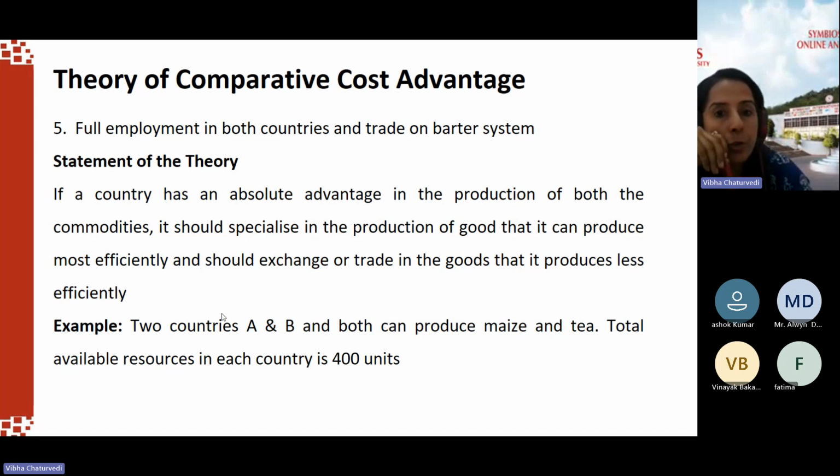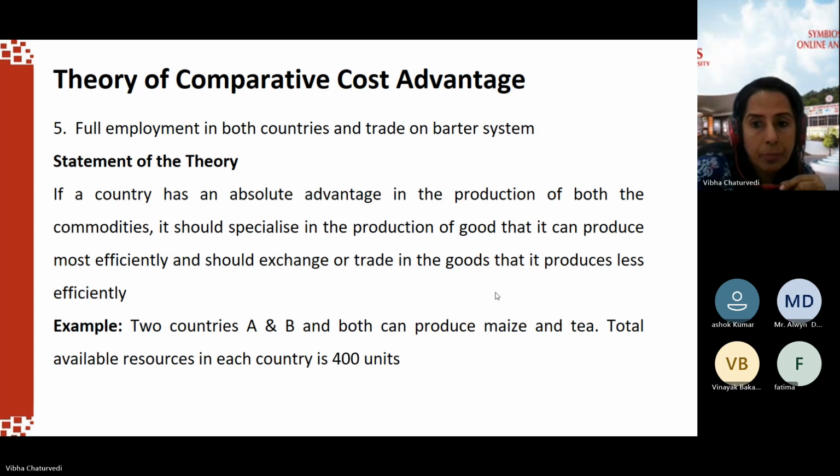Ashokji, please feel free to stop me and ask a question. And Vinay and Fatima, wherever you feel you are not able to understand or are getting confused, right? Or you can put your query in the chat box also. I'll keep the chat box open.